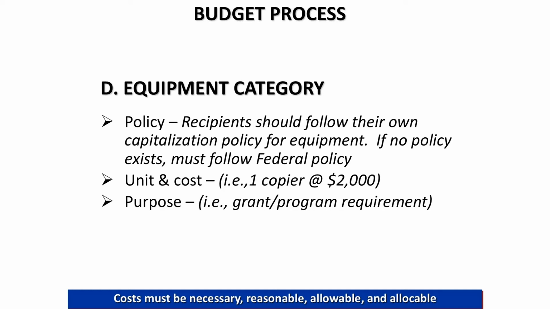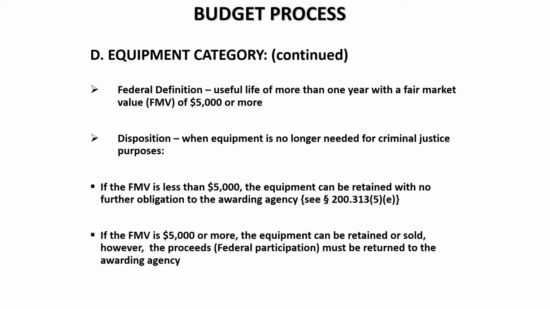Again, the purpose of the equipment should also be a part of the application, saying how it will be used in the particular program. You must understand that the things I'm getting ready to talk about now are in reference to the federal definition for equipment. Equipment, based on the federal guidelines, must have a useful life of more than 1 year and a fair market value of $5,000 or more.